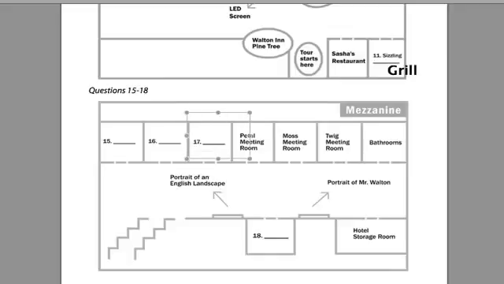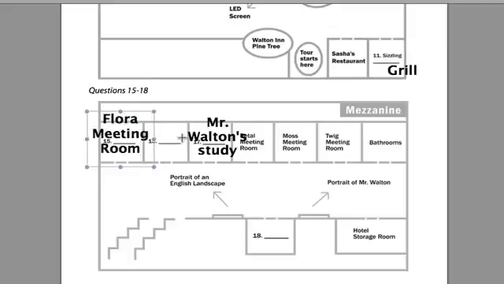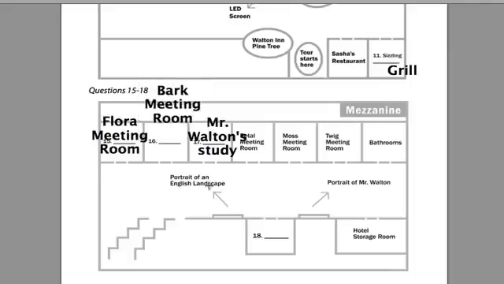So the 3rd door from the left is Mr. Walton's study. He mentions Mr. Walton's study twice. Once while they're walking along the ground floor, and once while they're up here. The first room is the Flora meeting room. And the second is the Bark meeting room.